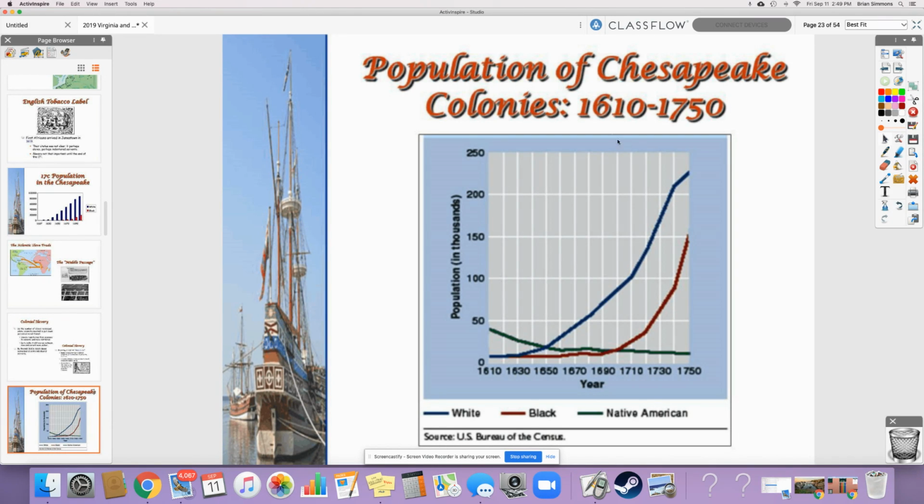Population in the Chesapeake between 1610 and 1750. Over this period of time, what we're really seeing is a largest increase of people from England and from other places in Europe. The Native American population is waning, and the African American population is also growing. But note again, when does it really start to pick up? Beginning of the 1700s.